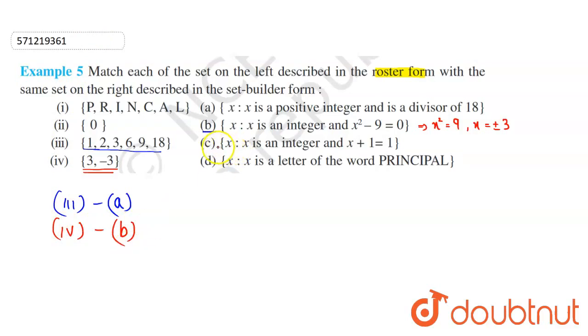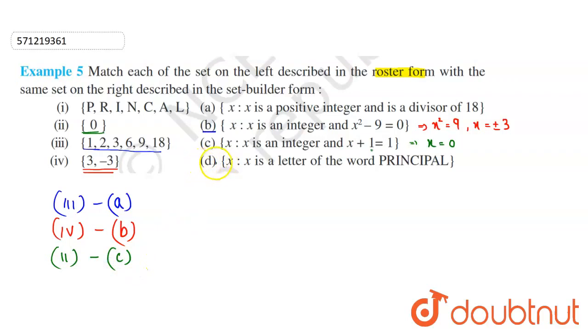Okay. Now in C part, this is given as x is an integer and x plus 1 is equal to 1. So if I take this 1 to the right side, this will be x is equal to 0. Okay. So this means x such that x is an integer and x is equal to 0. So here you can see that this is matching to this. Okay. So that means second part is corresponding to C part.